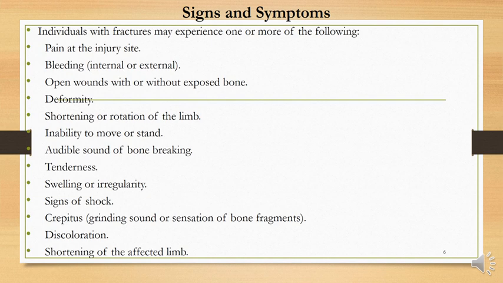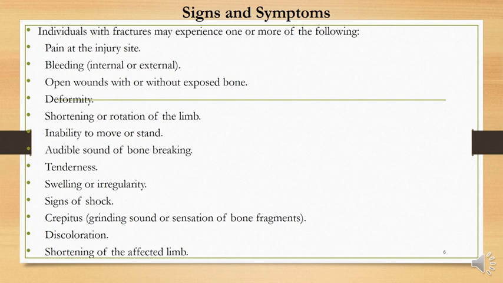I said signs and symptoms. Individuals with fractures may experience one or more of the following: pain at the injury site, like the person can be experiencing pain at the point where the injury occurred. We have bleeding. We've talked about internal and external bleeding. The bleeding can be internal and the bleeding can be external.